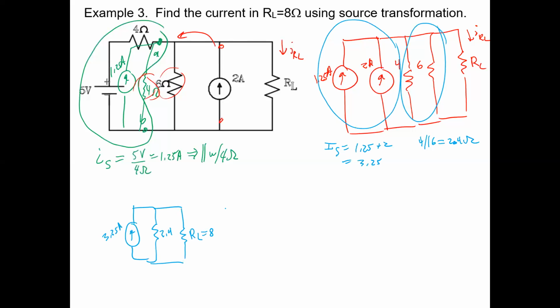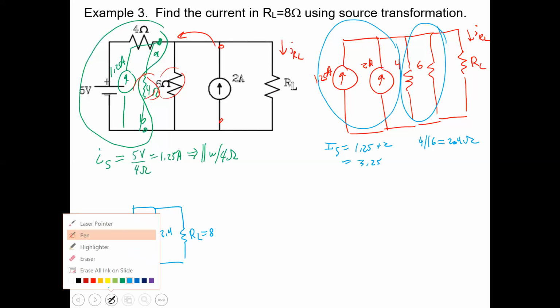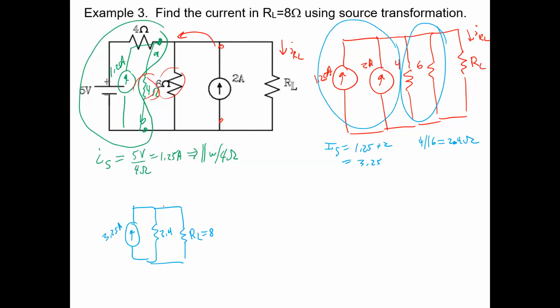Okay, isn't that nice? And at this point, you could use the current divider formula and find the current going through that load resistor, but that's kind of complicated. You've got to do those reciprocals of those resistors. Why not just do another source transform one more time and turn this current source, which is in parallel with a resistor, into another voltage source, which is in series with a resistor? So to do that, Vs would have to equal 3.25 times 2.4.